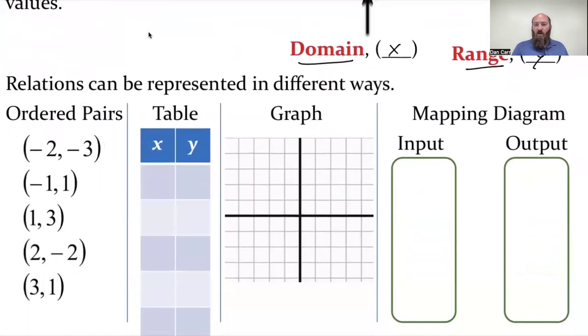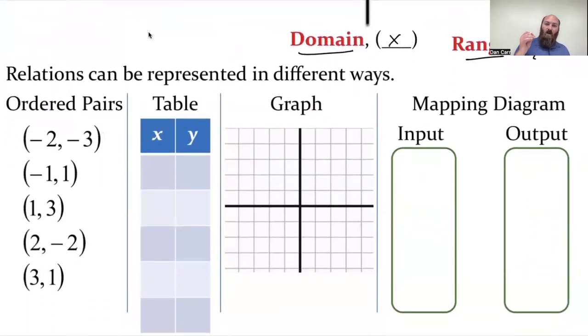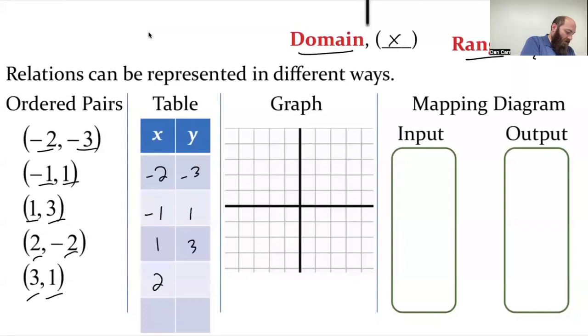So we can show our relations in a variety of ways. We start here with a set of ordered pairs. My inputs are all the X values here. My outputs are all the Y values. So we can throw them into a table if we wanted to. So we have -2 to -3, -1 to 1, 1 to 3, 2 to -2, and 3 to 1.